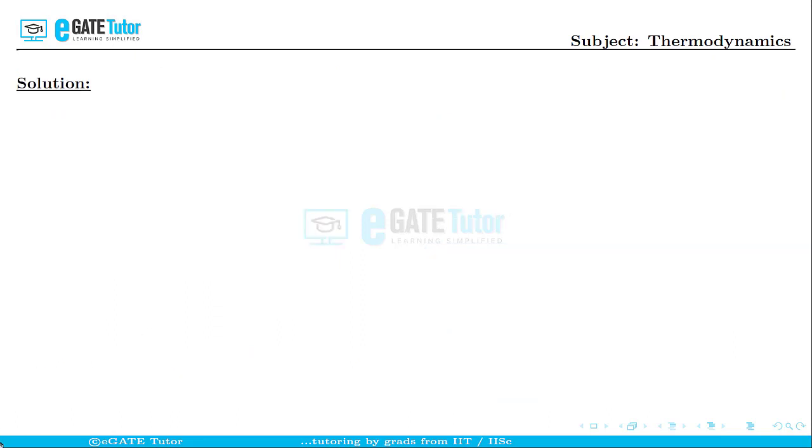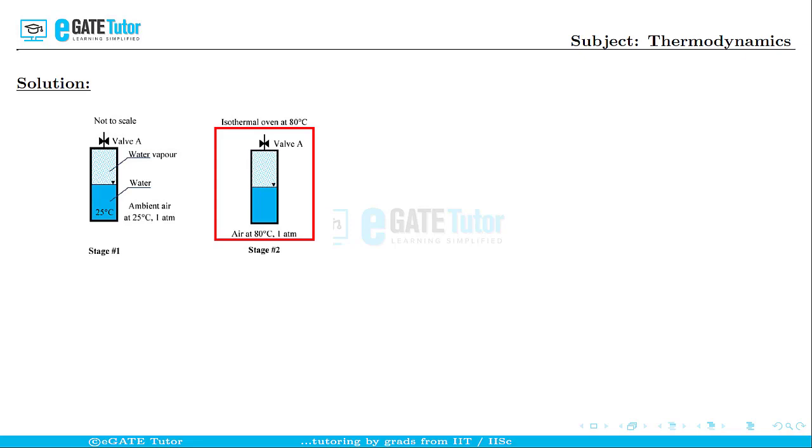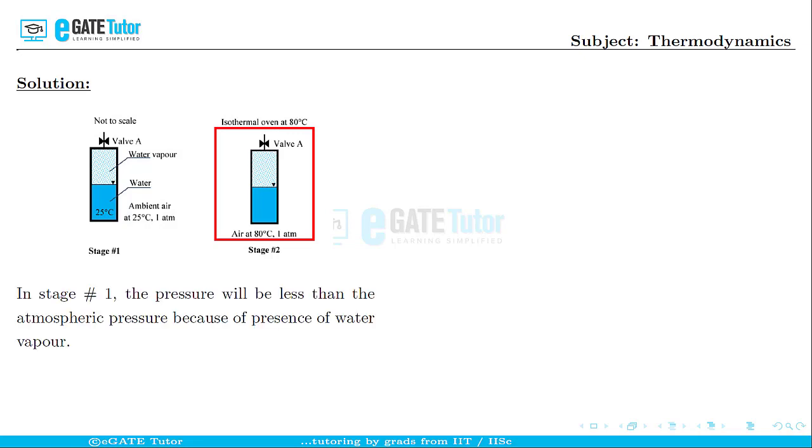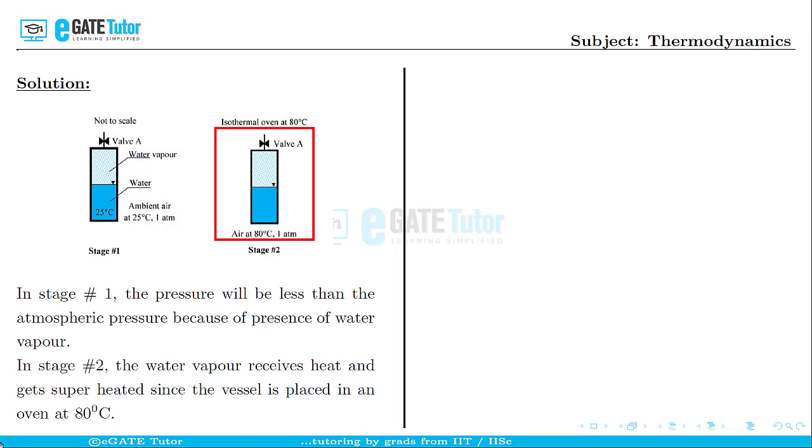Let us consider stage 1 and stage 2 again. To initiate the solution, we need to remember 2 points. In stage 1, since water vapor is present, the pressure will always be less than the atmospheric pressure. That is the first point to be remembered. And in stage 2, since it is placed inside the oven at 80 degrees centigrade, the water vapor receives heat and gets superheated.